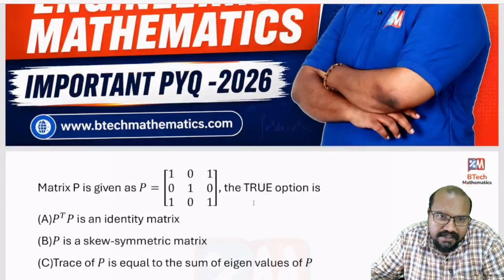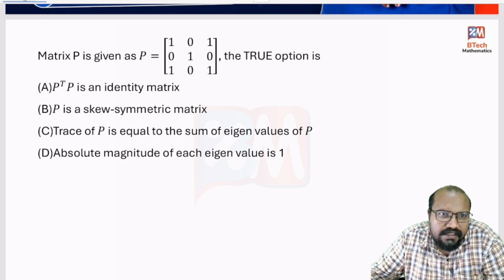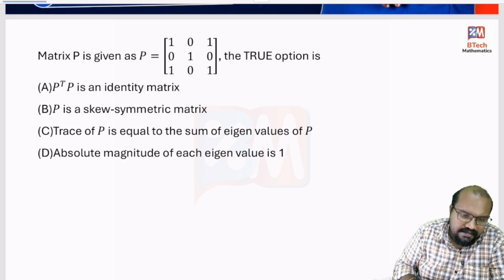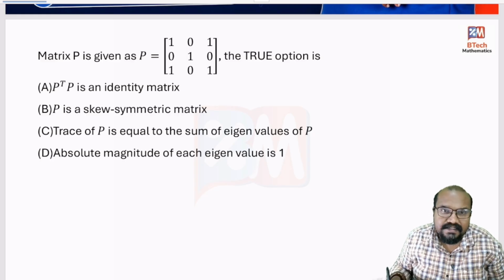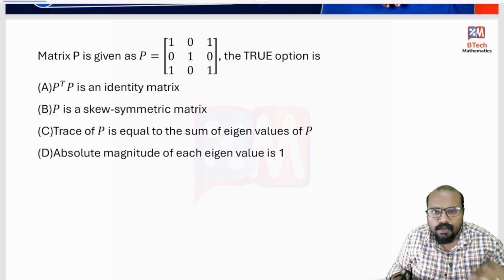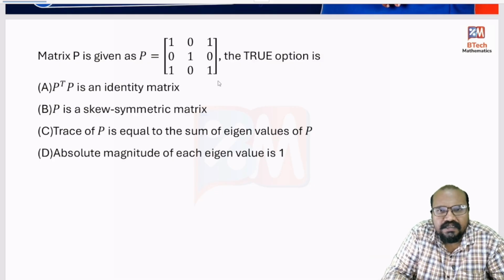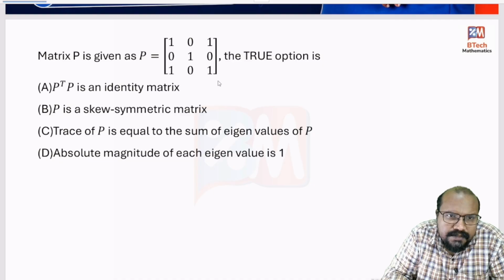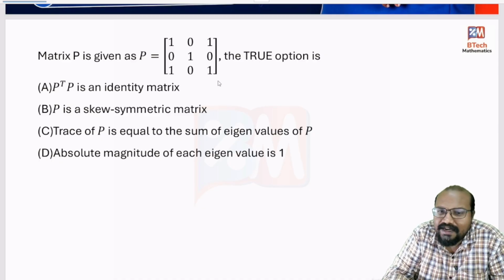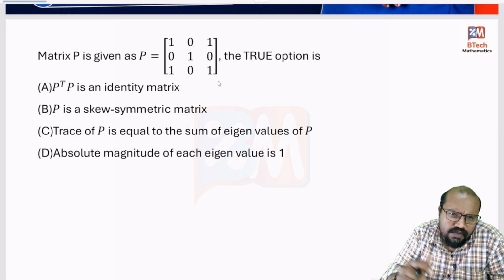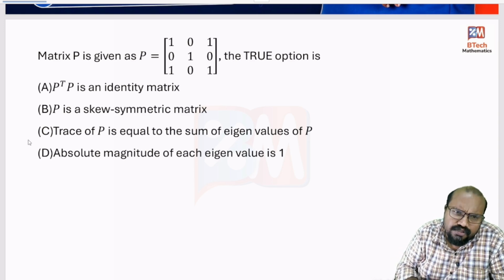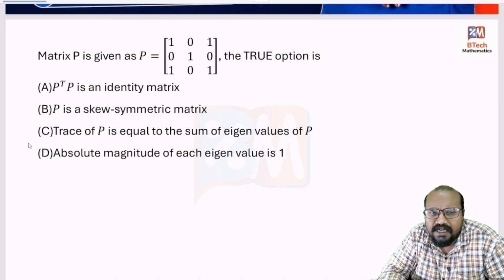It's a question from linear algebra. It's a 1 mark question. A matrix P is given as [1 0 1; 0 1 0; 1 0 1]. Then which option is true? Option A: P transpose into P is an identity matrix. Option B: P is a skew symmetric matrix. Option C: Trace of P is equal to the sum of eigenvalues of P. Option D: Absolute magnitude of each eigenvalue is 1. Obviously, we can say that option C may be the correct answer.